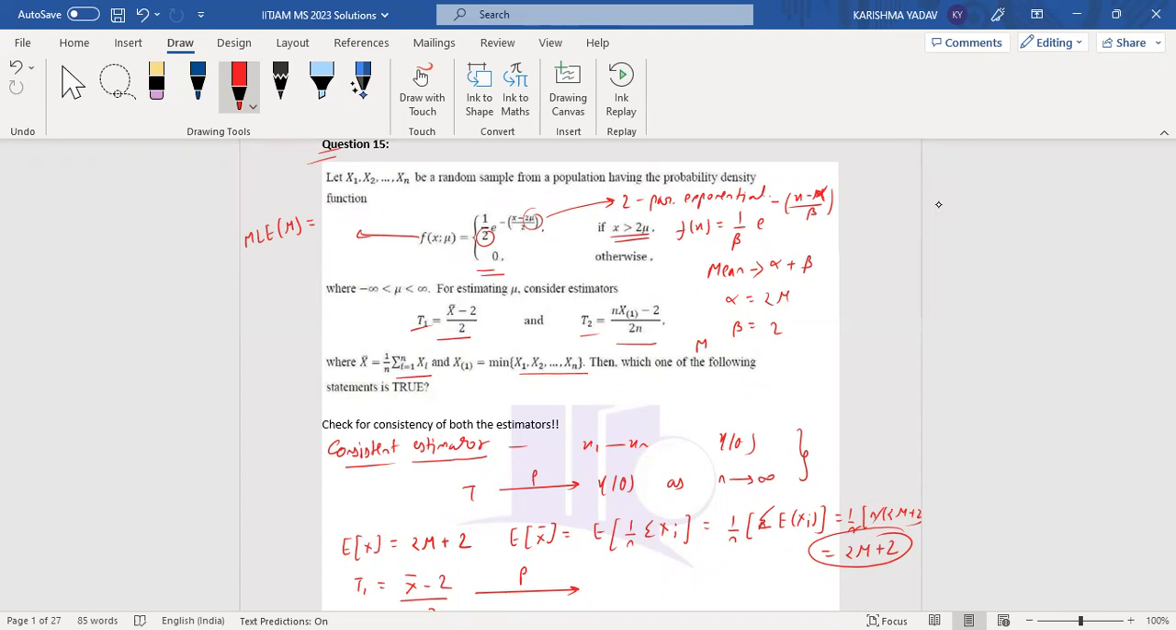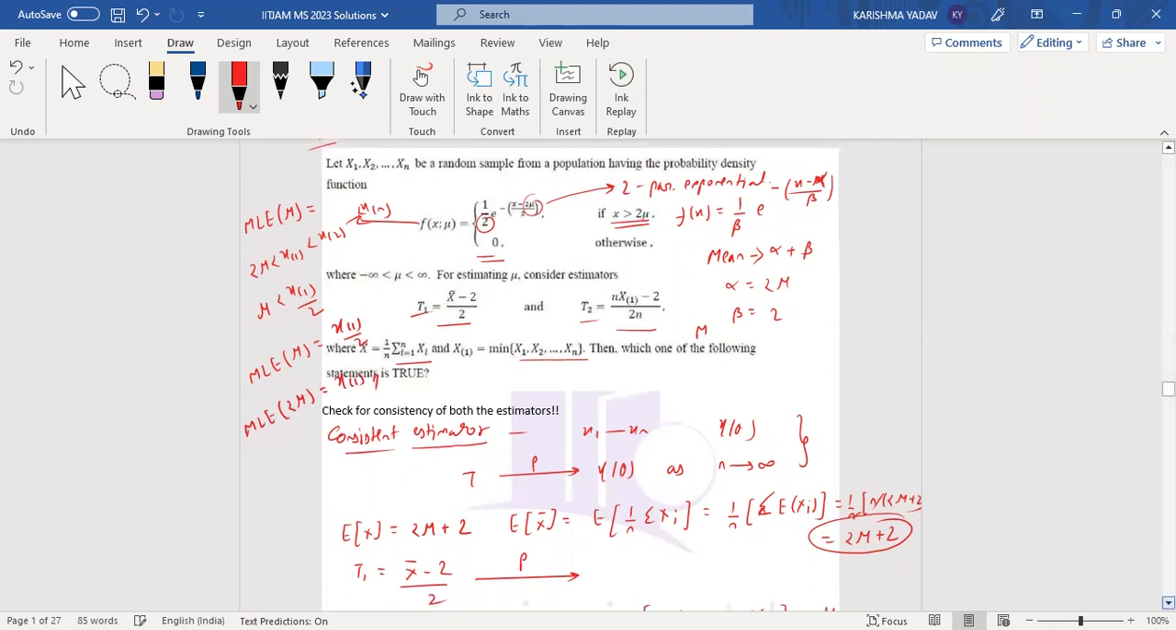Whenever the support of x depends on the parameter, we use order statistics, that is, 2 mu less than x1, x2 up to xn. We do it like this. From this we can see that mu is less than x1 by 2. So my MLE for mu is x1 by 2, or you can also say that the MLE of 2 mu is equal to x1.